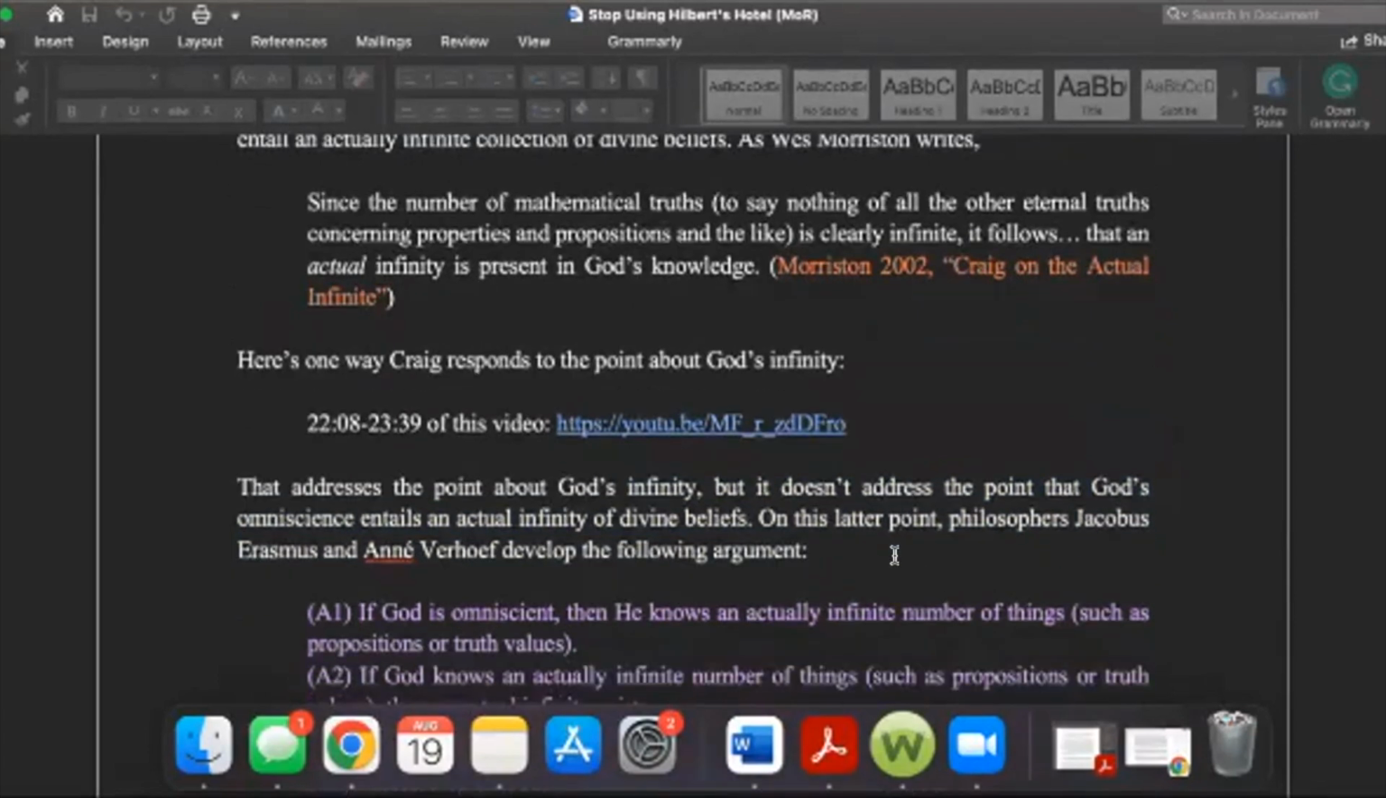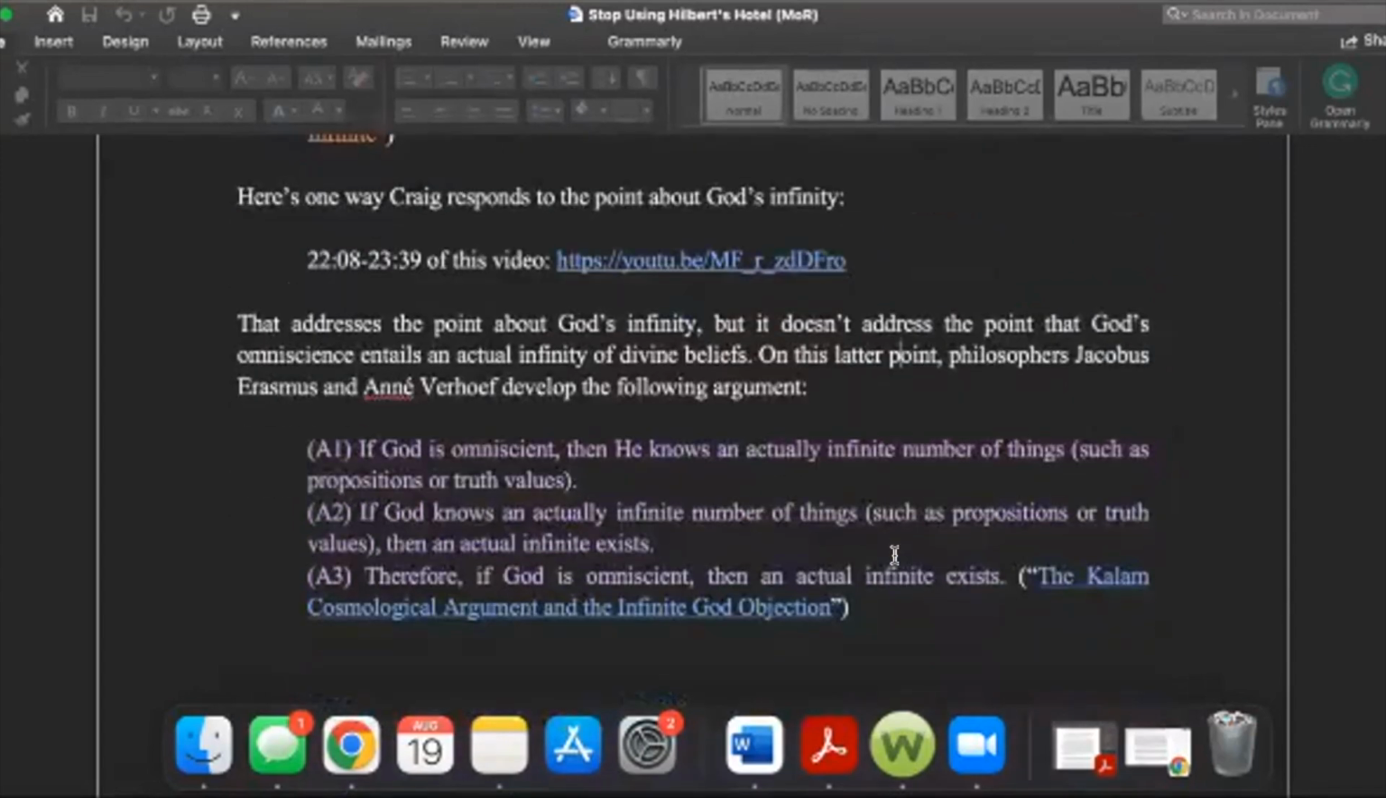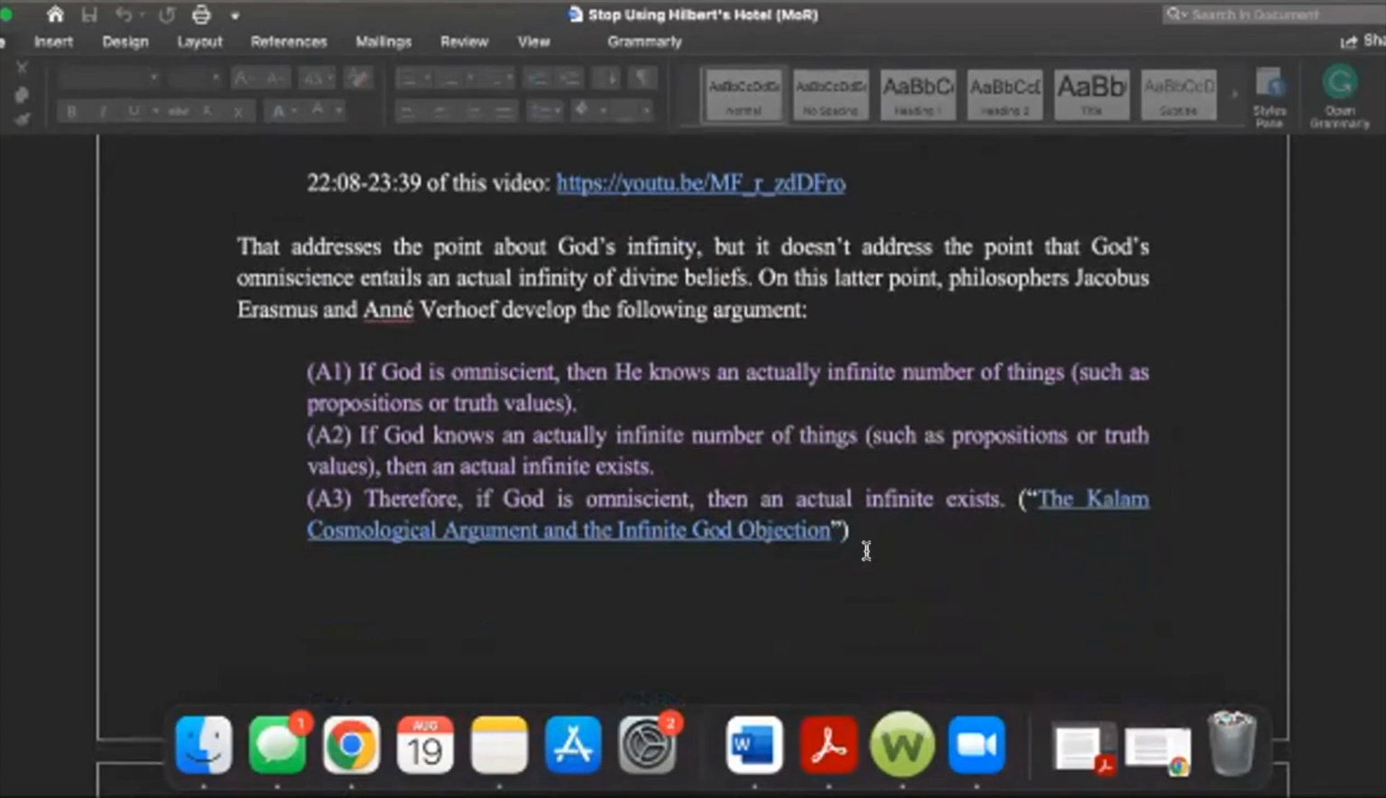And on this latter point, philosophers Jacobus Erasmus and Anne Verhoef developed the following argument. Premise 1: If God is omniscient, then he knows an actually infinite number of things, such as propositions or truth values. Premise 2: If God knows an actually infinite number of things, such as propositions or truth values, then an actual infinite exists. Conclusion: Thus, if God is omniscient, then an actual infinite exists.